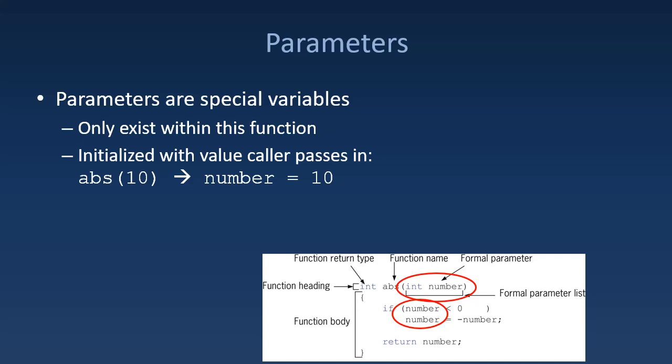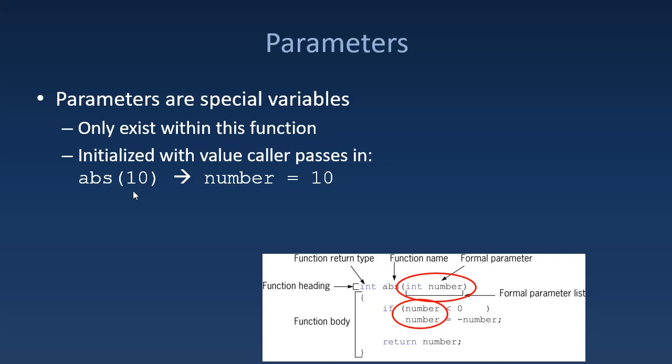If I call the ABS function that we've got declared here and I pass it 10, that means that as this function starts executing, number is going to be set to 10. Number is just a variable that is only going to exist inside this function, and it gets its value from whatever gets passed in to the function.